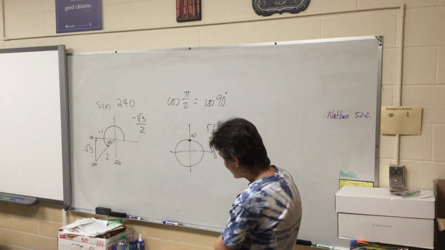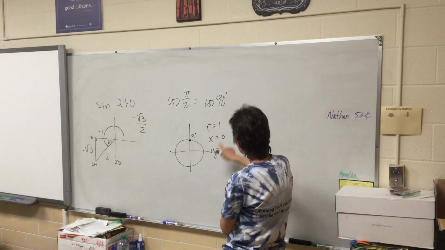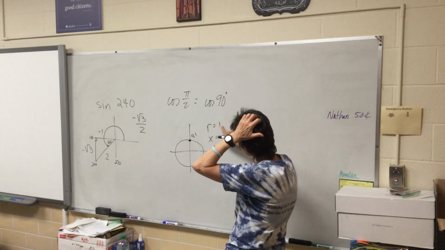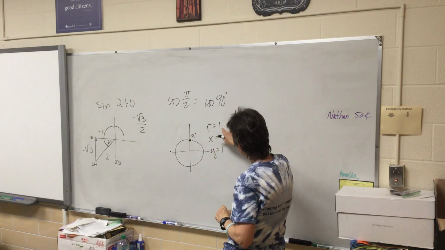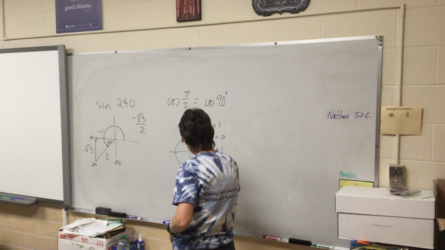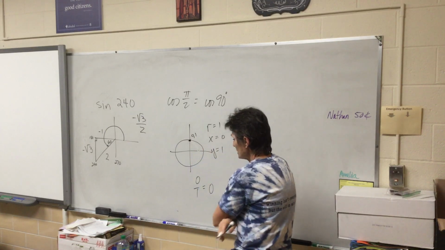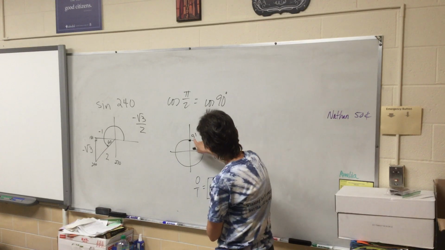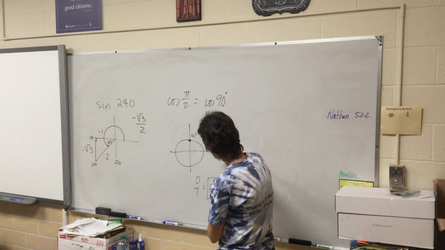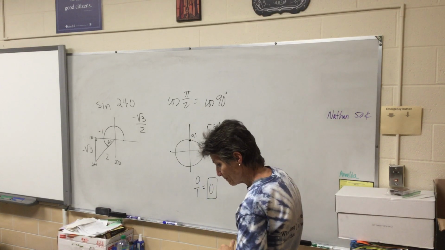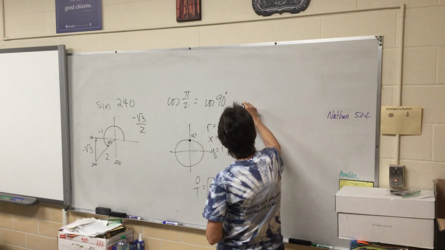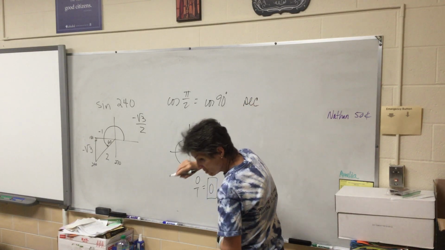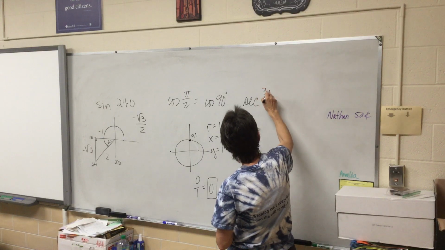Now, you've got to remember that cosine is x over r. The definition of cosine is x over r. So 0 over 1 or 0. So the answer to the problem is my x coordinate over my radius, 0 over 1. And then I've got one more of those, secant 3 pi over 4.